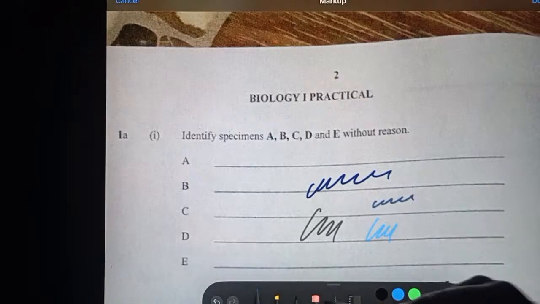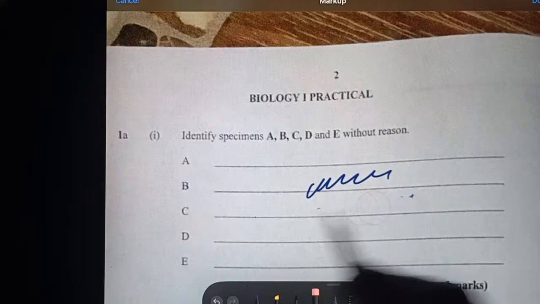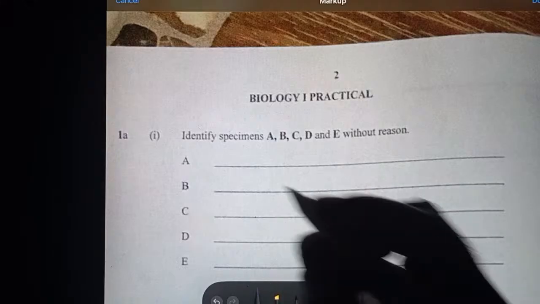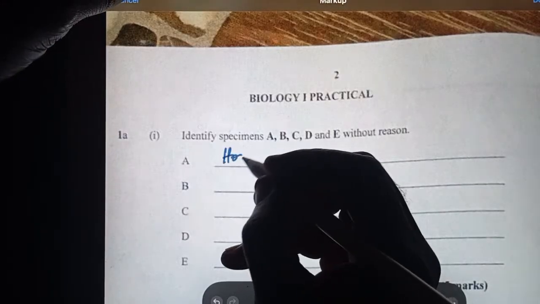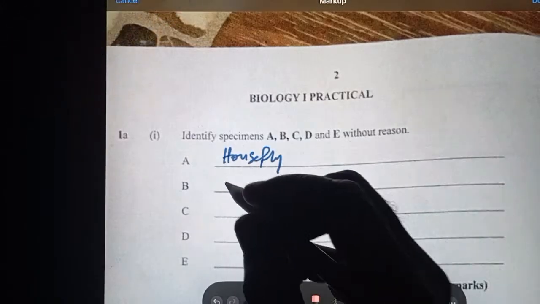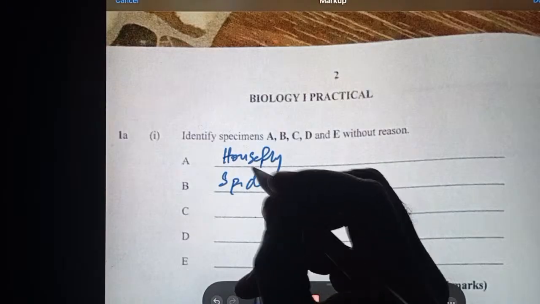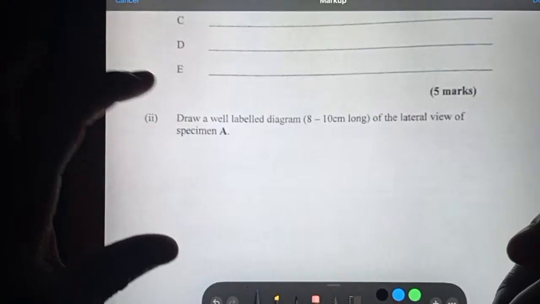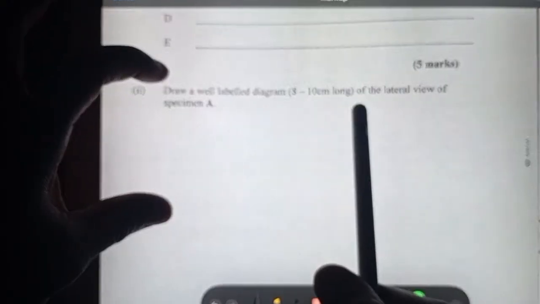So you just identify without giving reason or telling much stories. If the question says without reason, you just write housefly. If you are needed to write the scientific name, they will tell you something like that. Maybe they will now come down and say draw a labelled diagram 8 to 10 cm long.